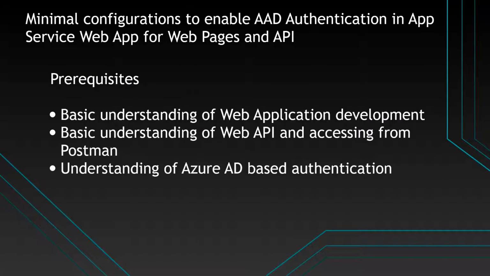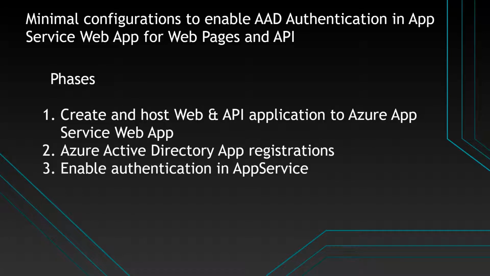Here are the prerequisites: a basic understanding of web application development, APIs and how they can be accessed from Postman, and some idea about Azure Active Directory. This tutorial is separated into three phases. The first phase is creating and hosting the application in an App Service web app, which has web pages as well as an API. The second phase is to configure the Azure AD registration. The third phase is enabling AAD authentication in the App Service.